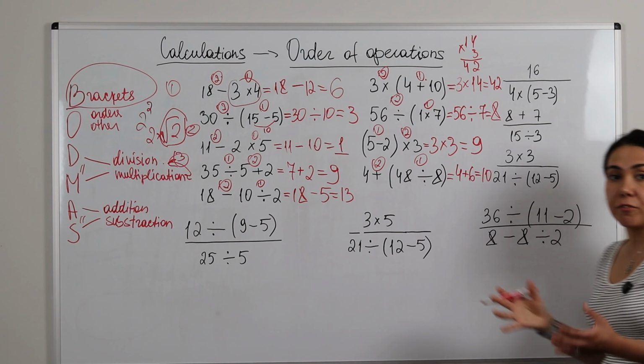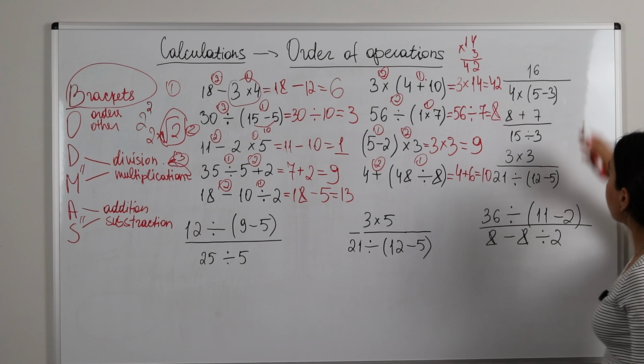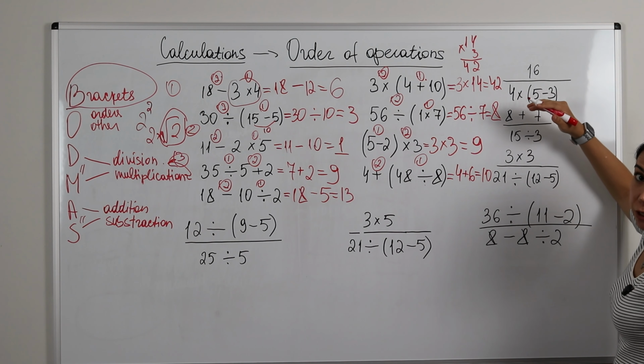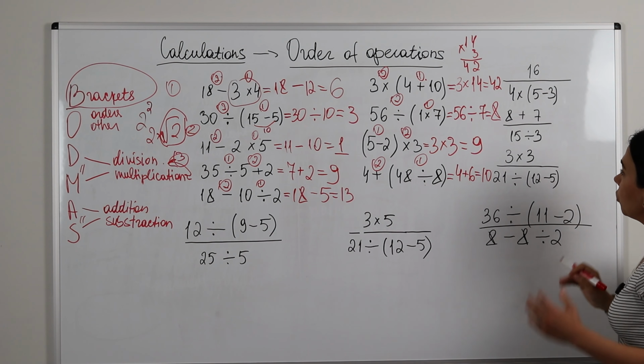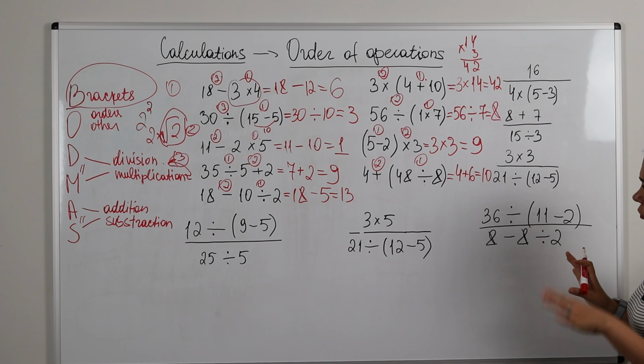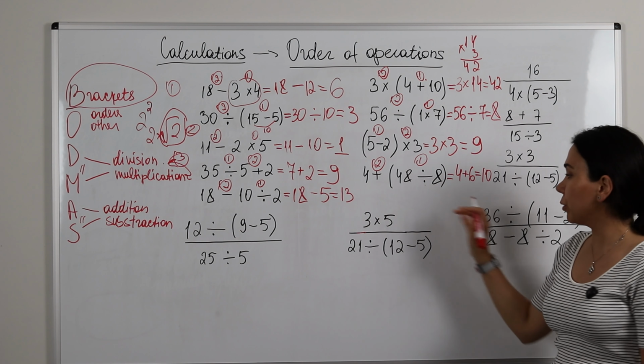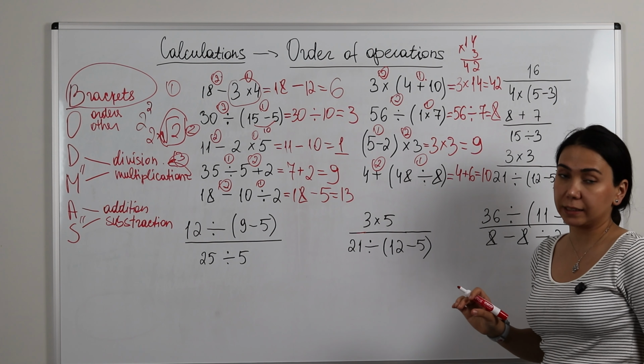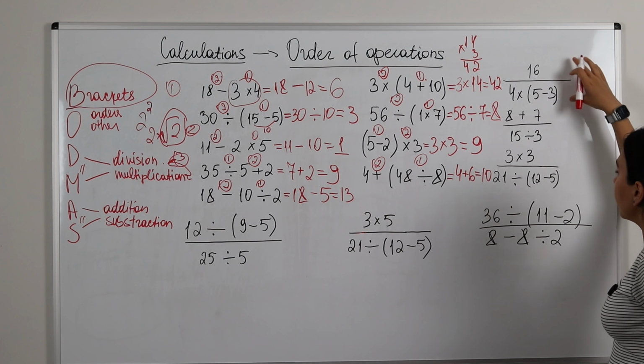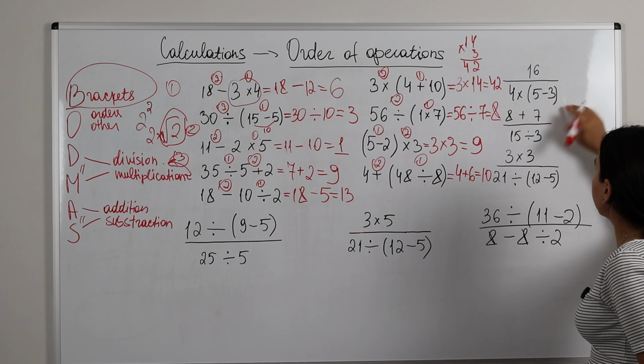Now, when we go to the expressions where we have bottom and top, the division of two expressions, we need to treat, in terms of the order of operations, bottom and top separately and do the division at the very last stage. Okay? To show it on the examples, let's look at this one first.